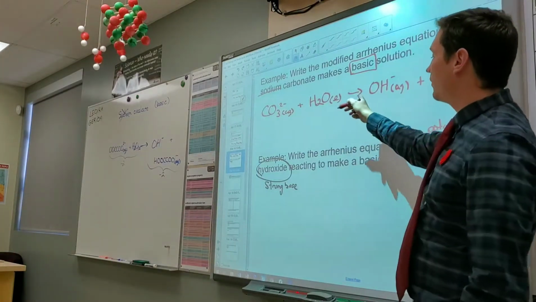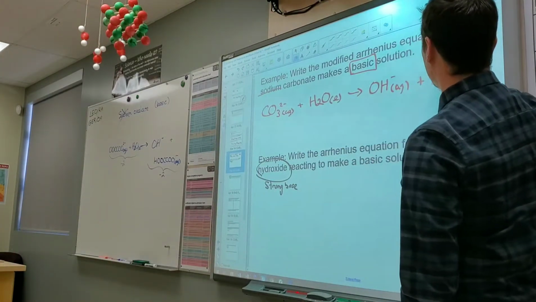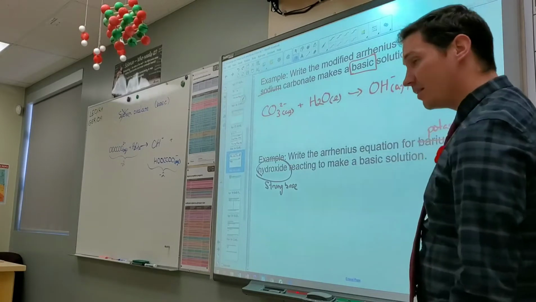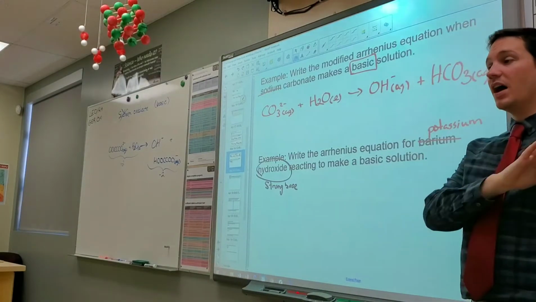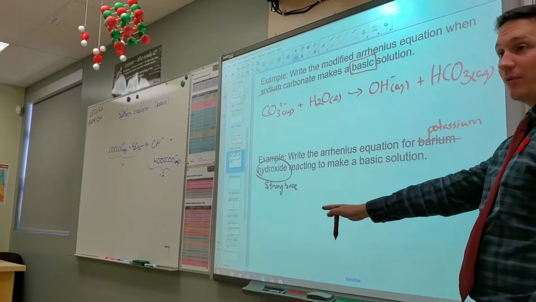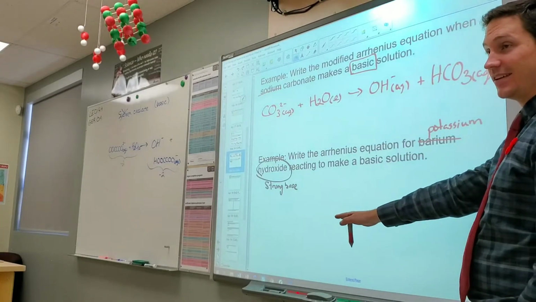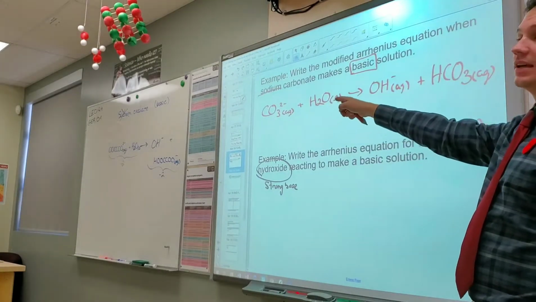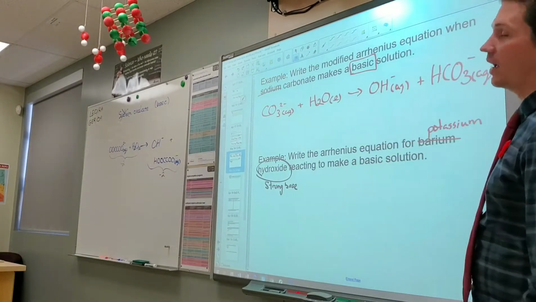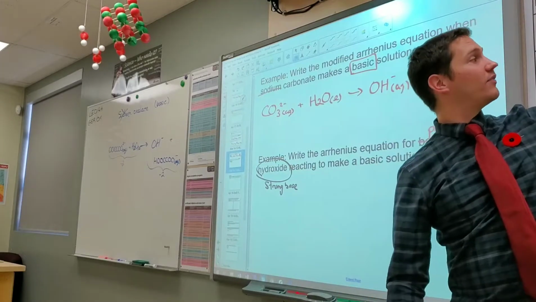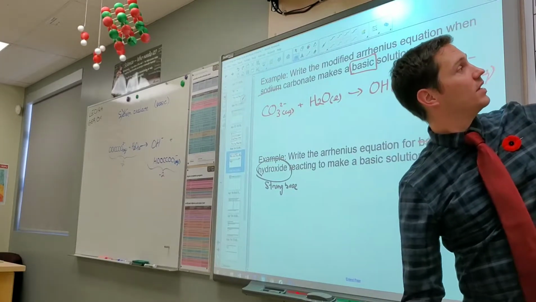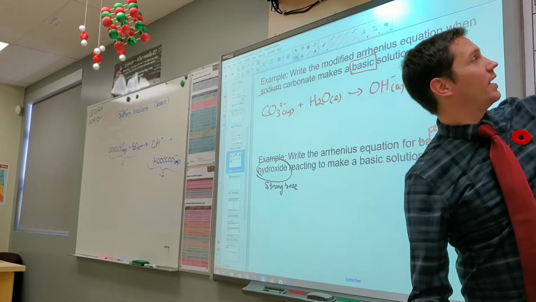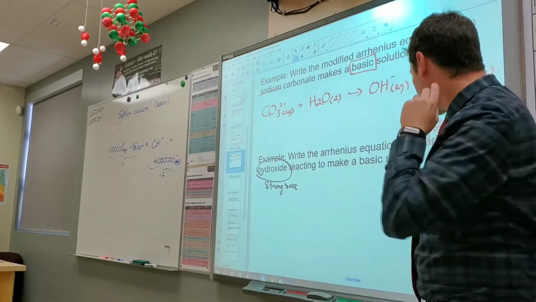Good. And so we got to figure out what's left over. Well, HCO3 aqueous. Am I done? There's a glaring problem with this equation, right? I've got one negative on this side, but I've got two negatives on that side. And HCO3 is negative, one negative, good.